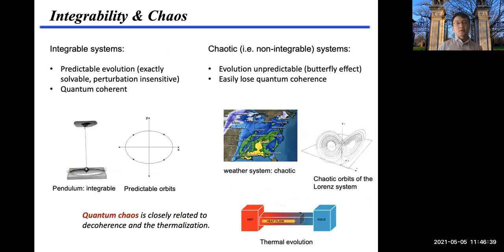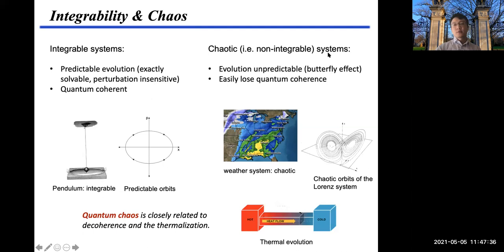On the other hand, integrability and chaos are well-known concepts in classical mechanics, and they can also be generalized to quantum mechanics. For integrable systems, we can predict the evolution of the system. This means the system is exactly solvable, and it's robust against perturbations to the initial conditions. For instance, the pendulum; most of the solvable examples in classical mechanics are integrable. In the quantum aspect, a quantum integrable model would have a quantum coherent behavior. Their evolution would show robust, for instance, interference phenomena.